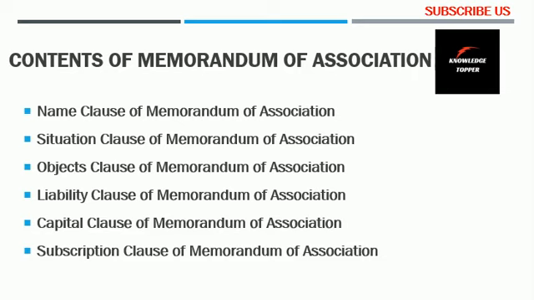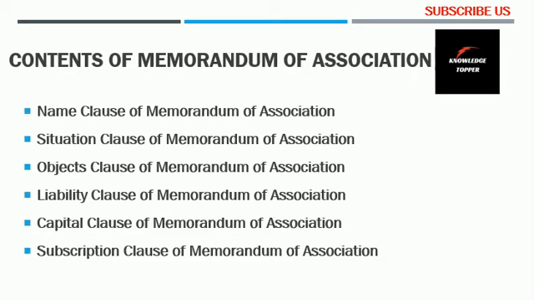When we talk about the liability clause of the Memorandum of Association, this clause states the liability of the members of the company, whether the liability is limited by shares or limited by guarantee. This clause may be omitted in case of unlimited liability.